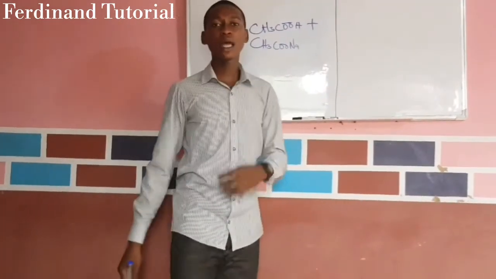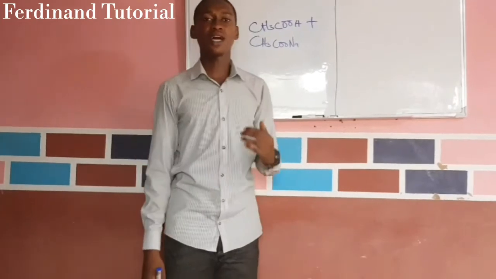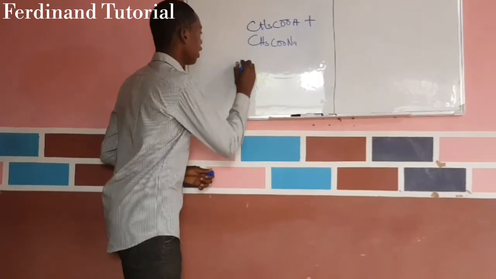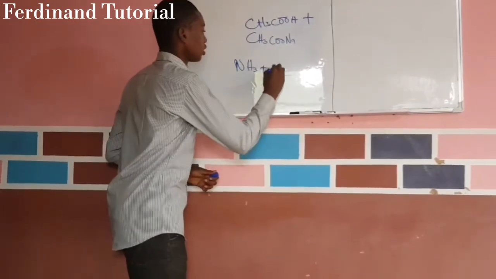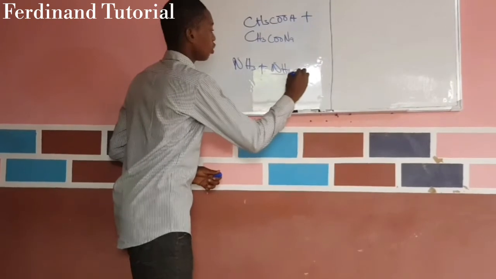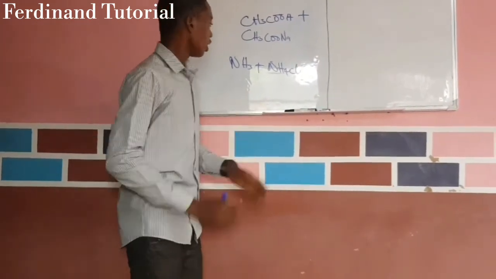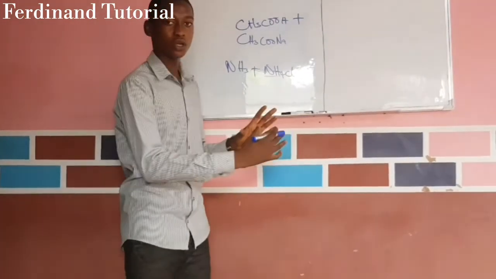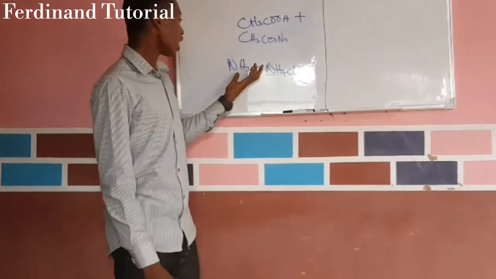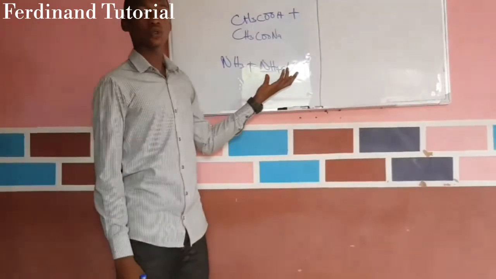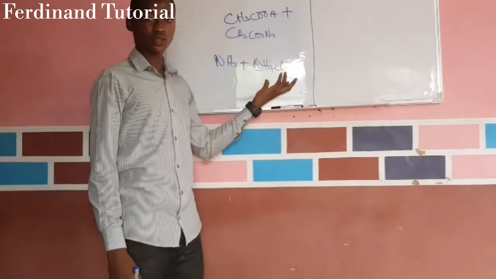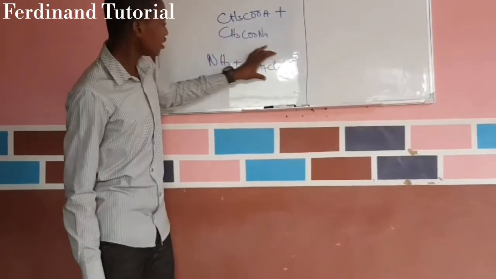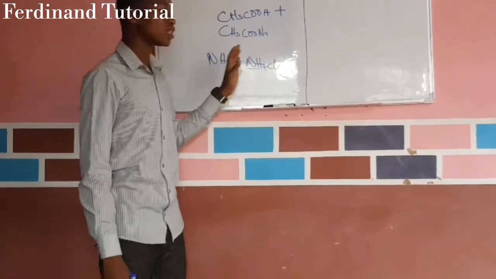Now we have another type of buffer where we have a weak base and its salt. An example of a weak base is ammonia plus ammonium chloride. If you look at this solution, ammonia plus ammonium chloride, they are a mixture. You see that ammonia here is a base, ammonium chloride here is a salt, but this is a weak base, this is a salt. Now, this is called a buffer because they contain a weak base and its salts.